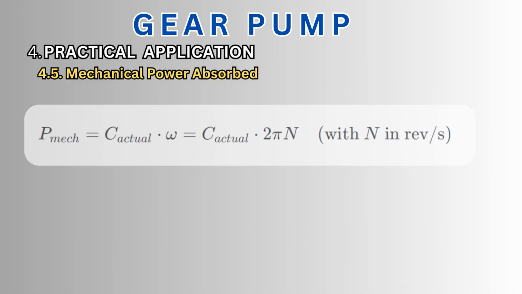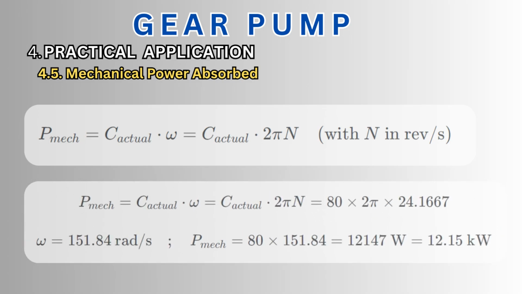We now use the well-known formula in mechanics to determine power, which is torque multiplied by angular velocity. All calculations completed, we obtain 12.15 kilowatts.